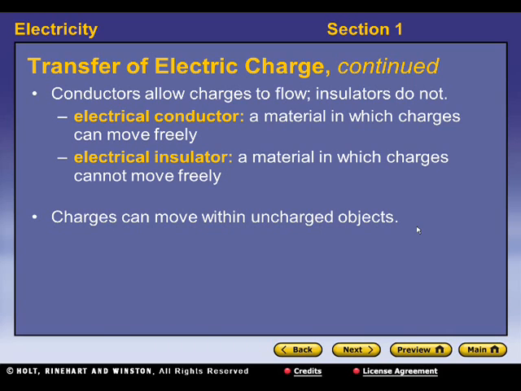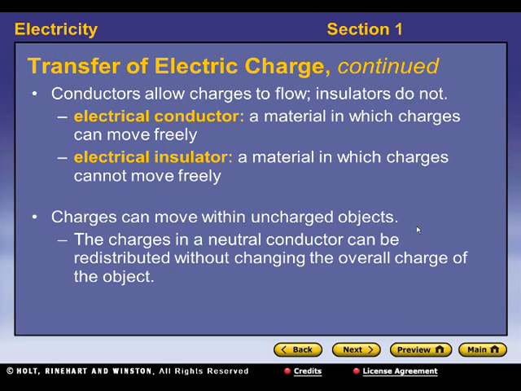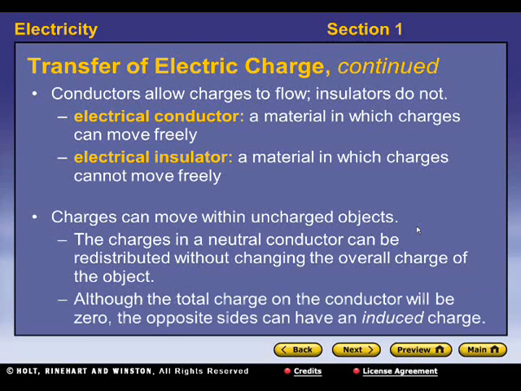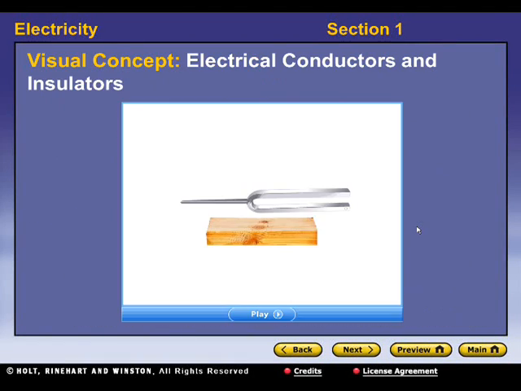So charges can move within uncharged objects. The charges in a neutral conductor can be redistributed without changing the overall charge of the object. Although the total charge on the conductor will be zero, the opposite sides can have what's called an induced charge, like we saw in the previous sphere. When they brought the rod close, all the positive charges went to one side and all the negative charges went to the other. That's called an induced charge, even though the net charge on that sphere was zero before it was touched by the rod.